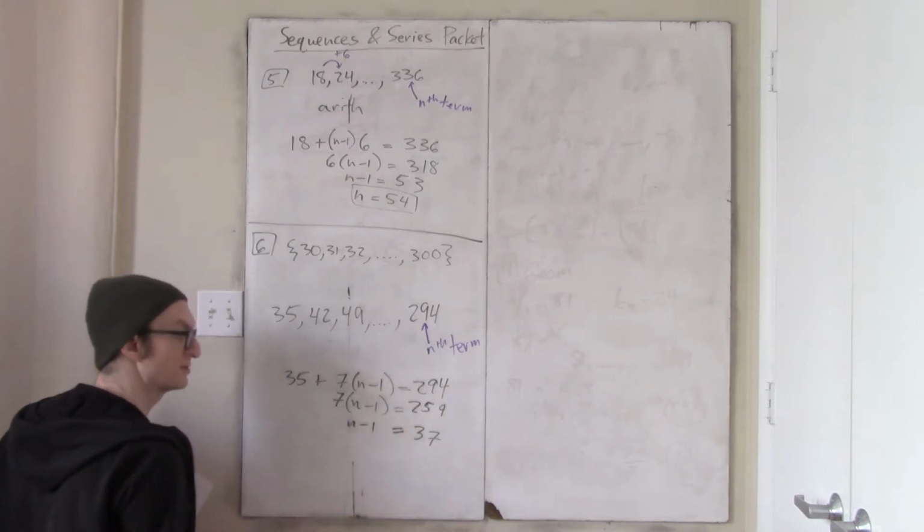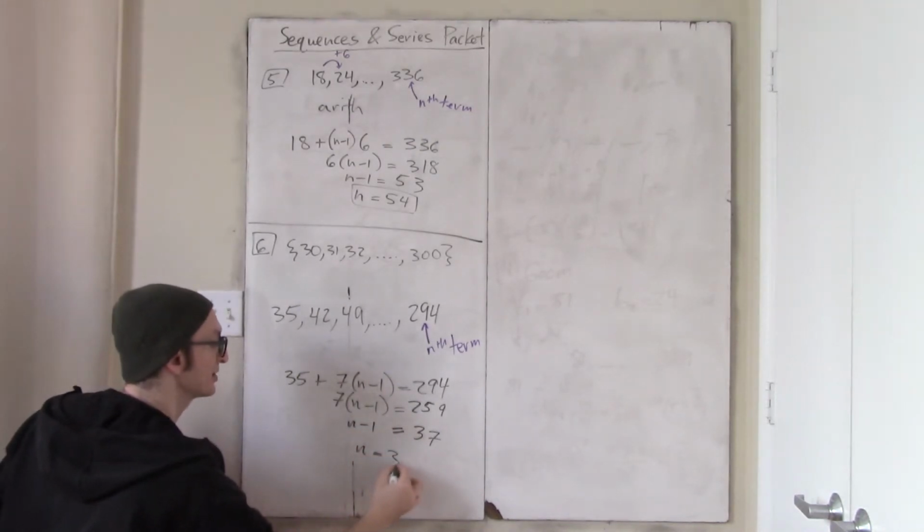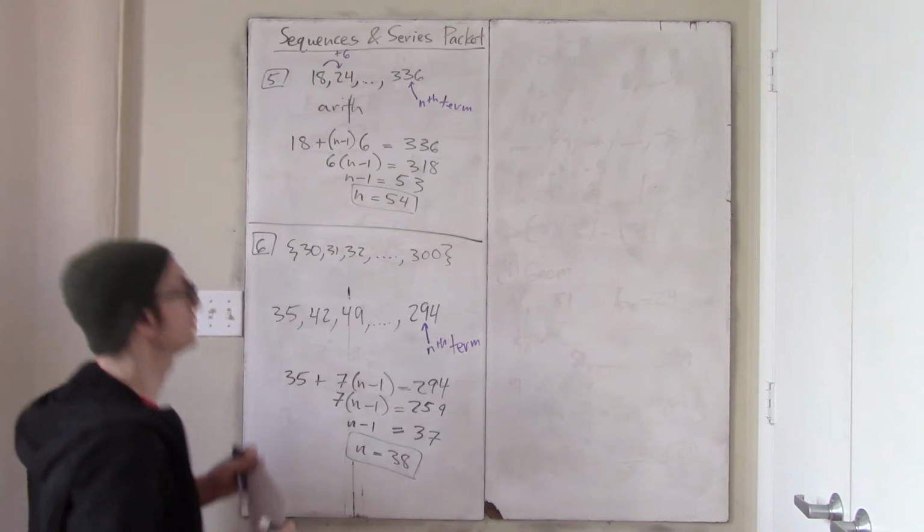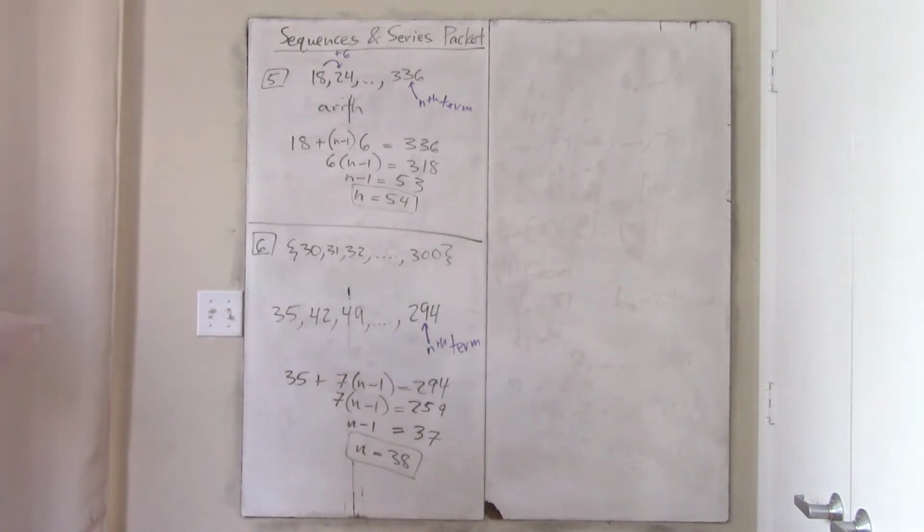So that's how you do this problem. All right, so what's n? n is 38. Therefore, 294 is the 38th term of this sequence, and thus there must be 38 numbers which are multiples of 7 in here.